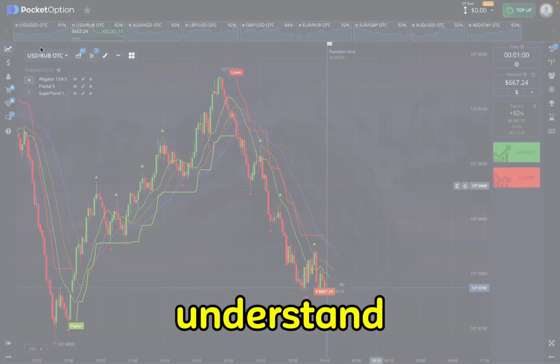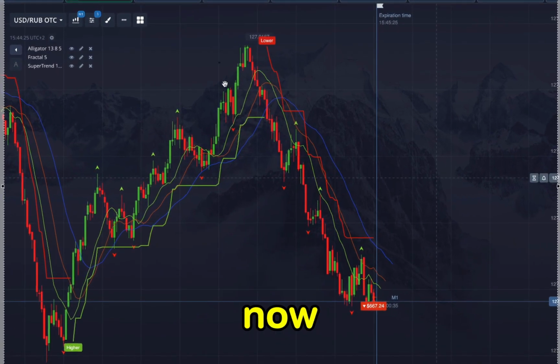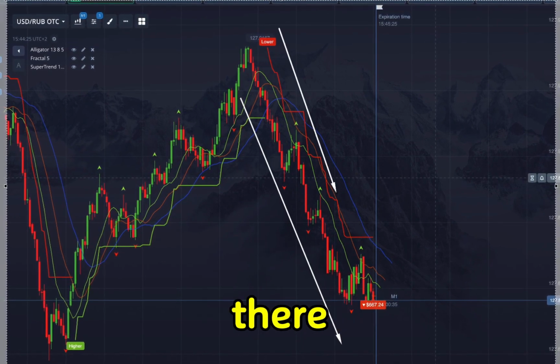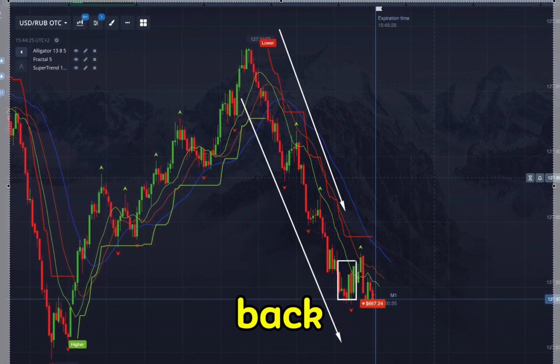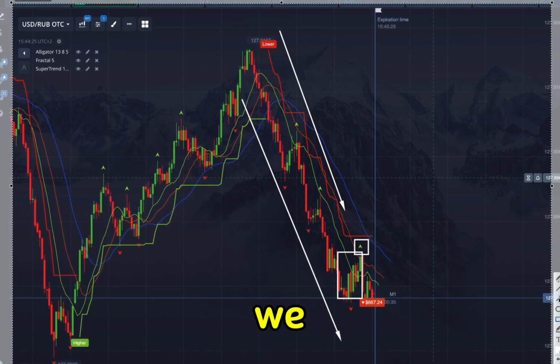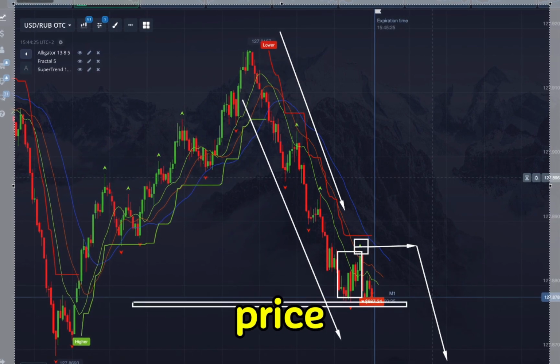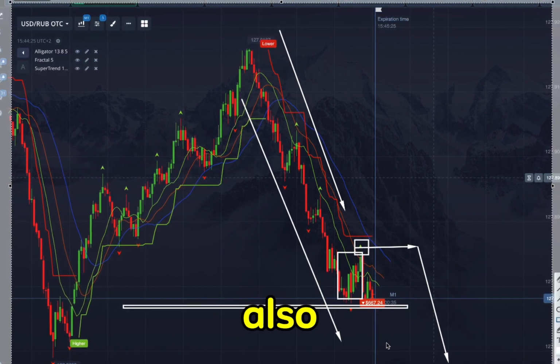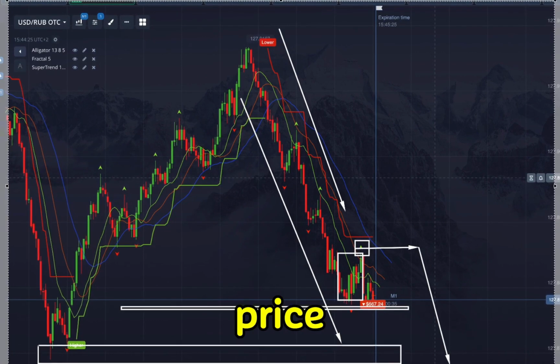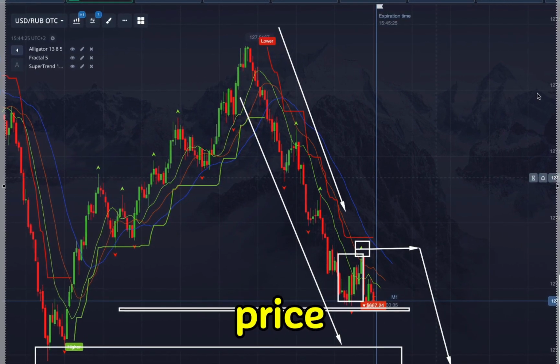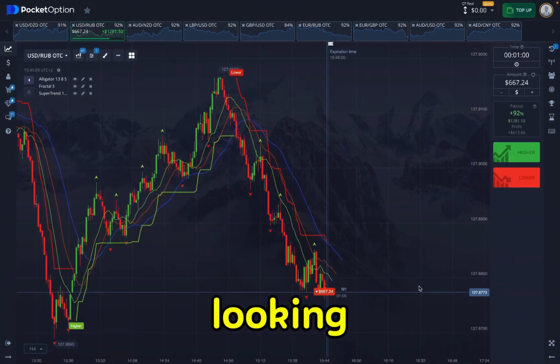In general, we understand that we have a trend now, which has a downward movement. There was a good pullback, a structural high has been formed, and then we have a downward trend again. We see that the previous structural high is a few price levels lower, and also the global low is a few price levels lower. So I think the price is going to go towards this level. We are looking at the result.